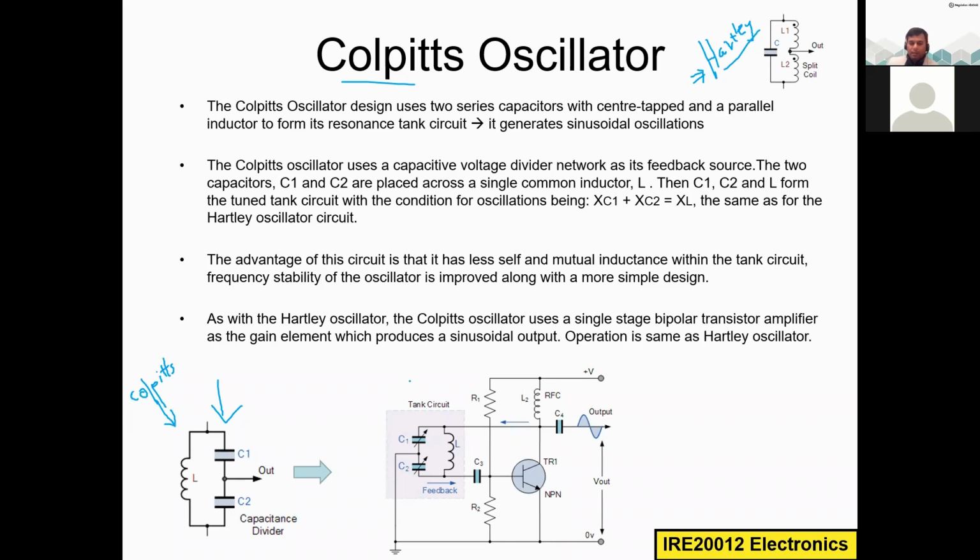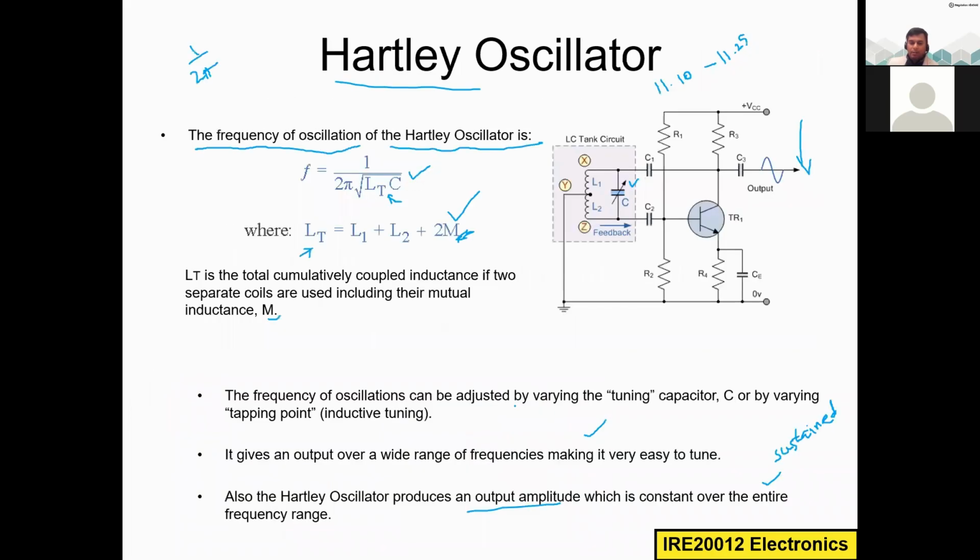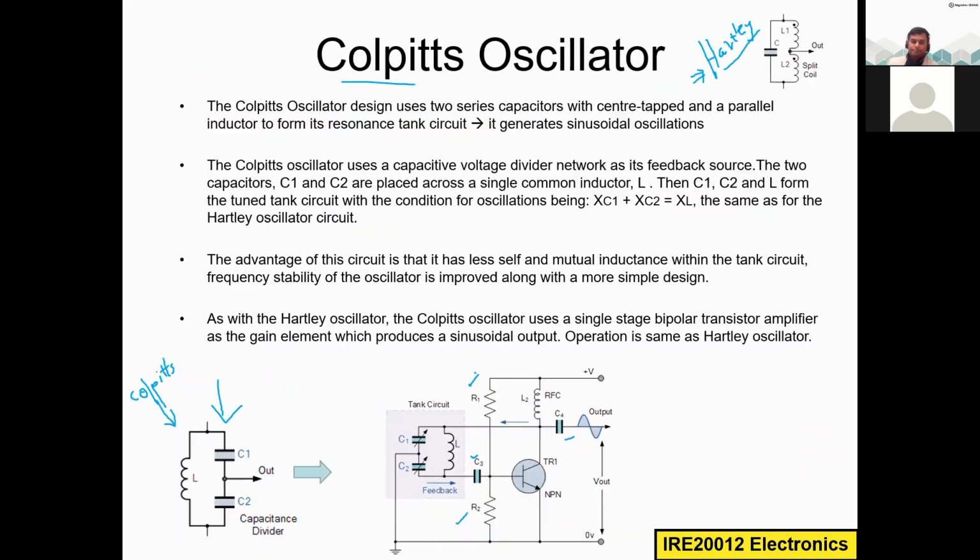Everything else is the same. Here we have the tank circuit in the feedback, and we have the transistor as the amplifier, the biasing resistors, the coupling capacitor and blocking capacitor, and the radio frequency choke in the collector. Everything else is almost the same as the previous circuit.